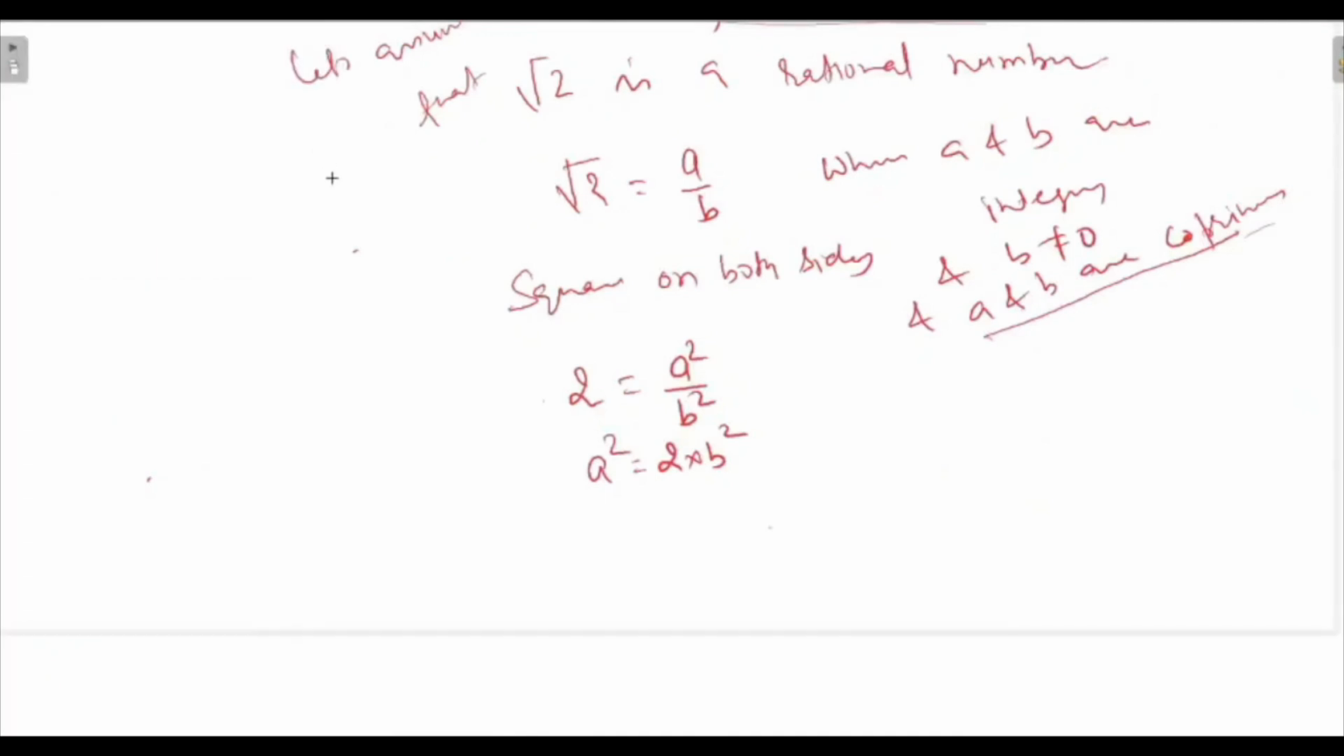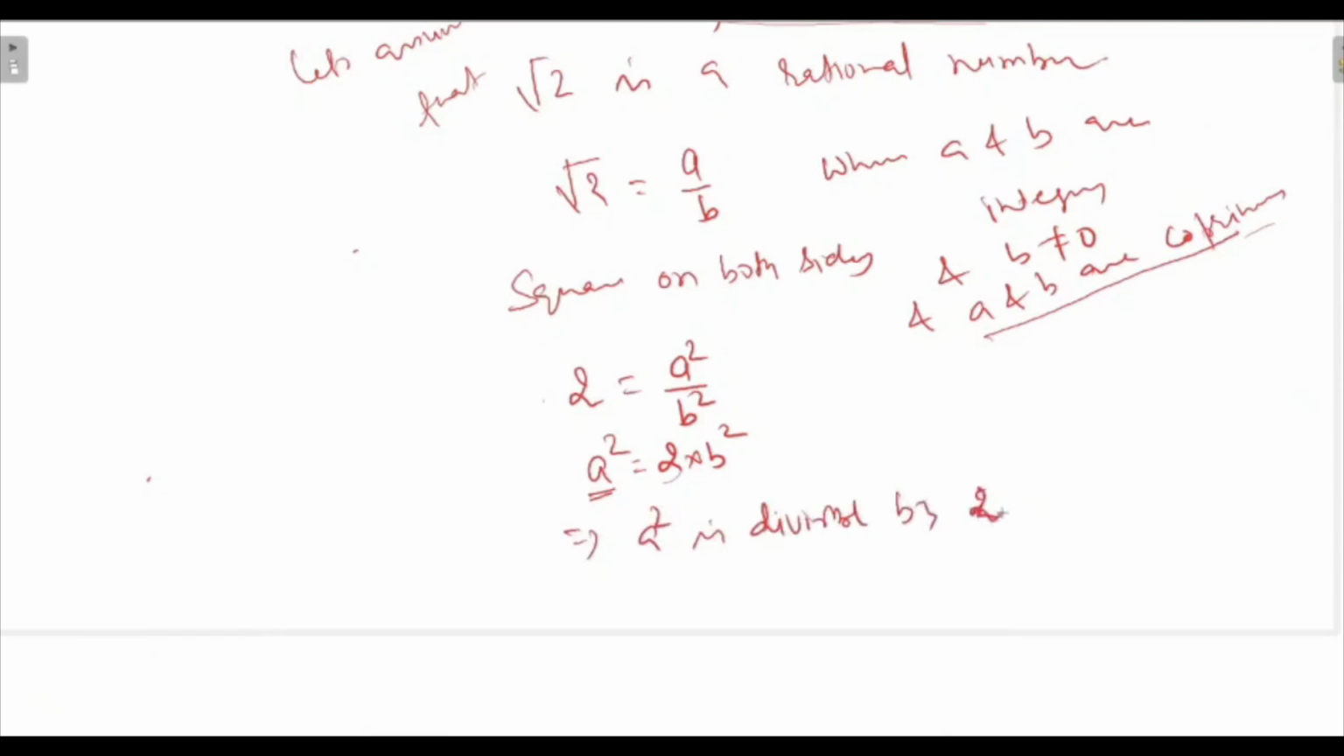Now look at this. I have a number a square, and it has a factor of 2. So basically a square should be divisible by 2. Can I say that this implies that a square is divisible by 2?